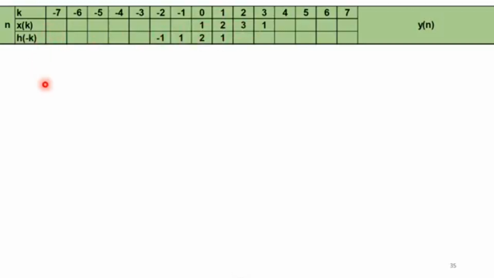Now in the next steps, what we are going to do is to shift h of minus k to different positions, multiply the x of k with that signal, and add up the values. Okay, so keep your focus on what's happening in each step. Remember that the purpose of all of this is to get the output signal yn.